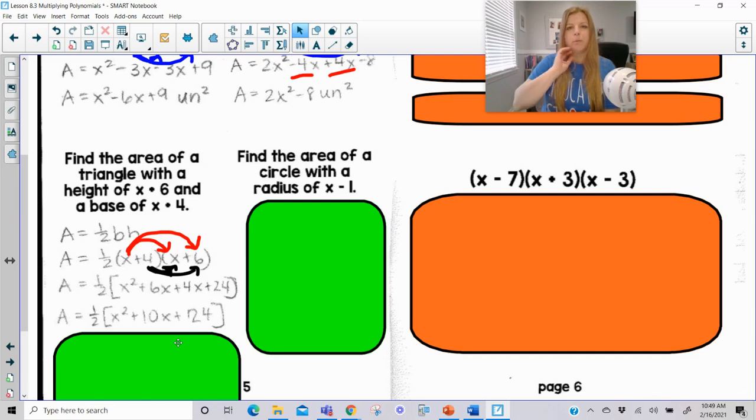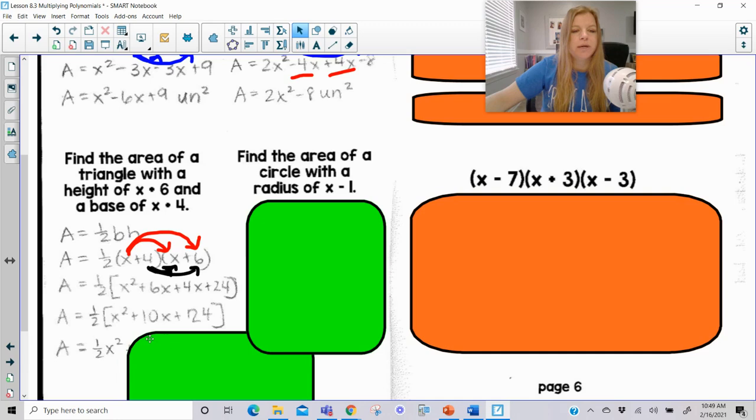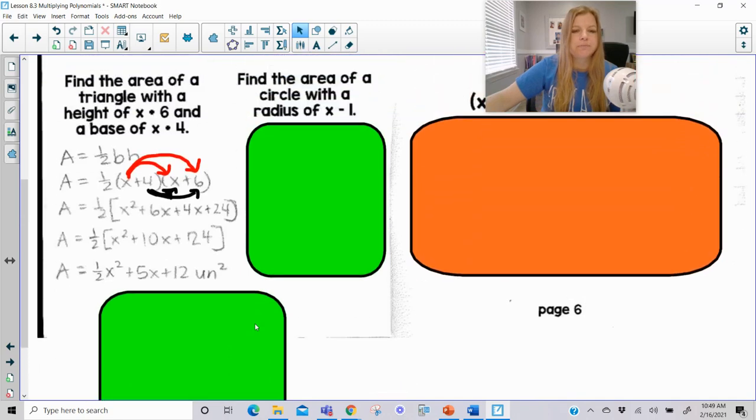And now I'm going to apply that 1/2. Now remember, the 1/2 only has to do with the coefficients. It has nothing to do with the exponents. So 1/2 times x squared is 1/2 x squared. 1/2 times 10x is 5x. And then 1/2 times 24 is 12.